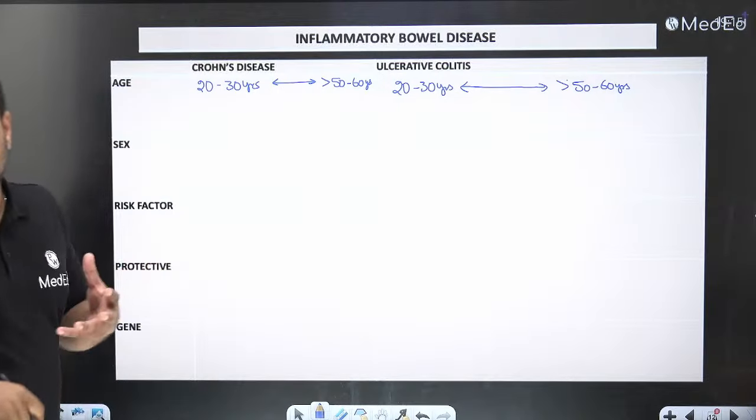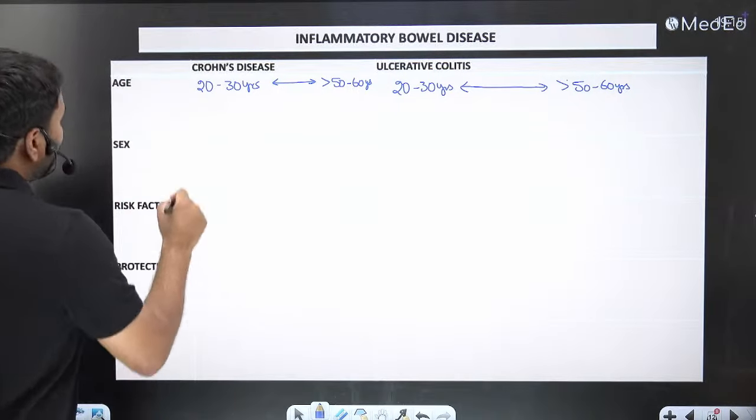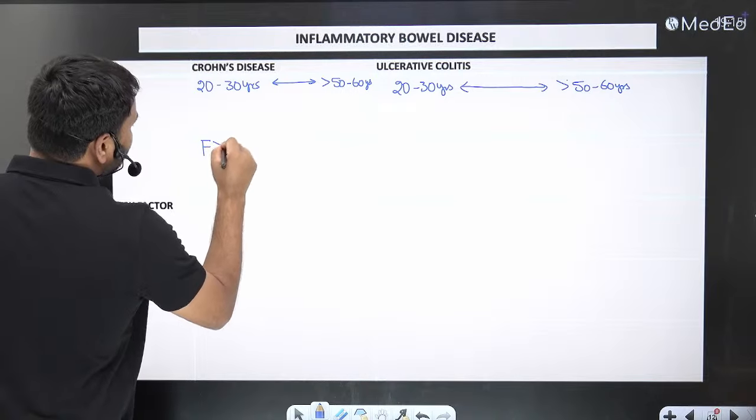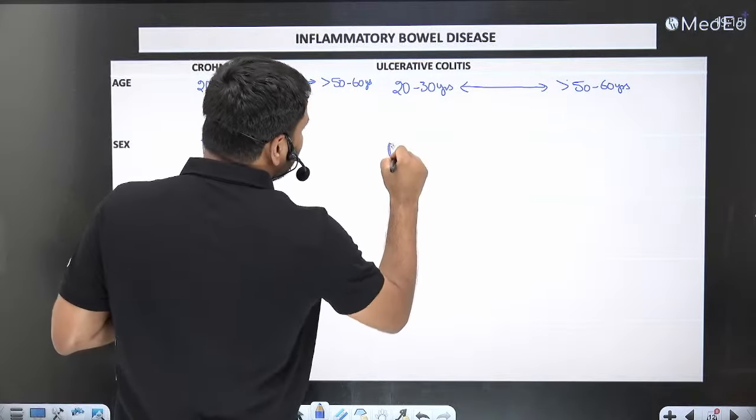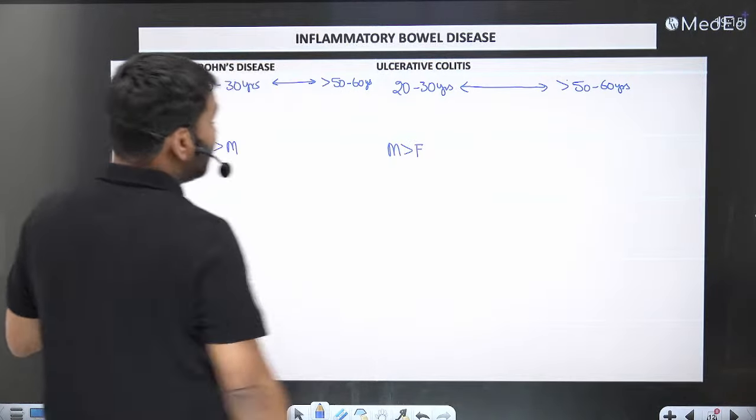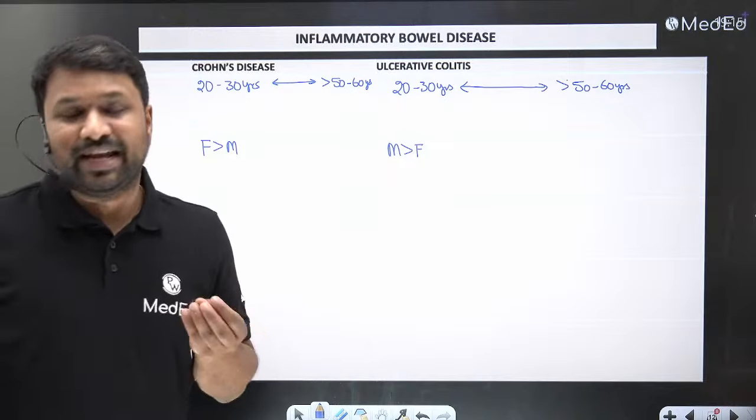Now, who is more likely to get affected? Remember, in Crohn's, we say females are more likely to get affected than males. Ulcerative colitis has more male predilection when compared to females, right? Is there any specific risk factors?